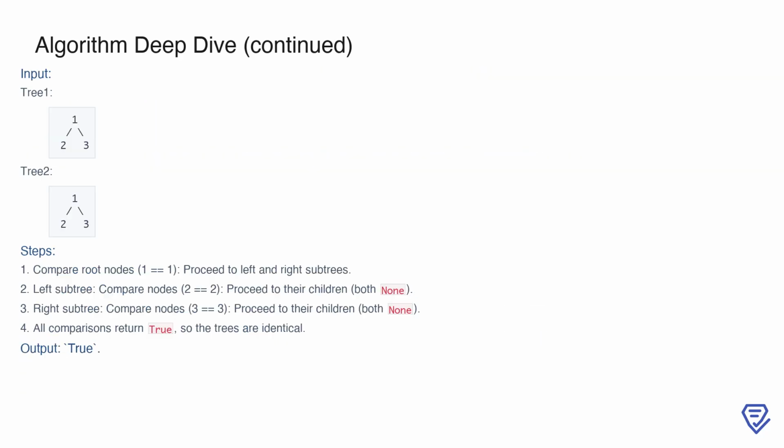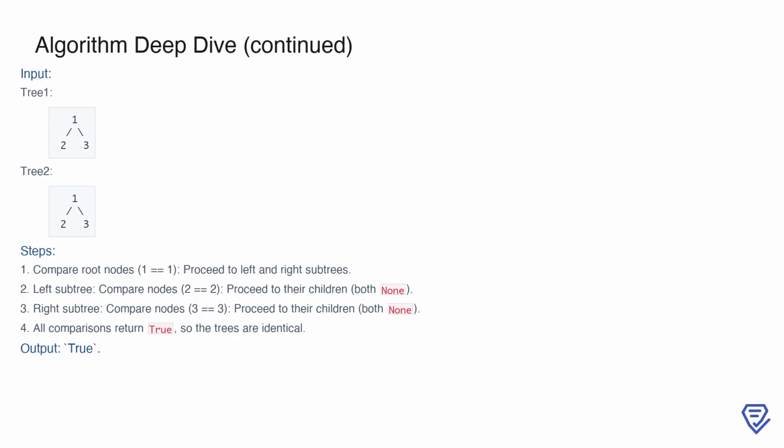Let's walk through an example to see the algorithm in action. Consider two binary trees. The first tree has root node 1 with left child 2 and right child 3. The second tree has the same structure and values. We start by comparing the root nodes. Both have the value 1, so we proceed to compare their left and right subtrees. For the left subtree, we compare the nodes with value 2.